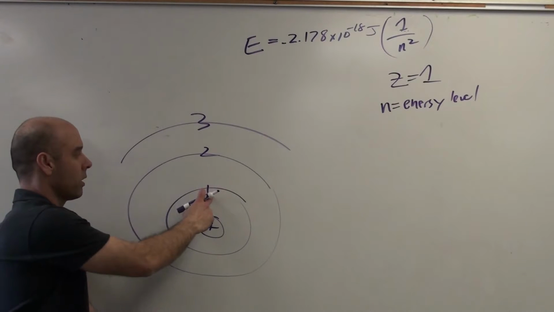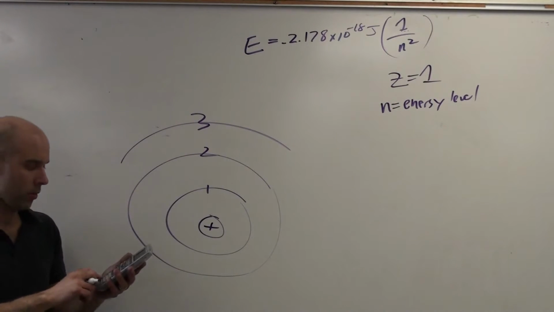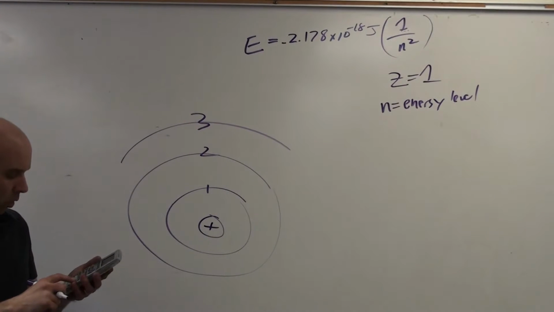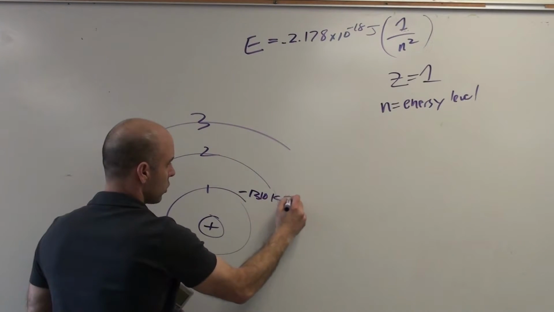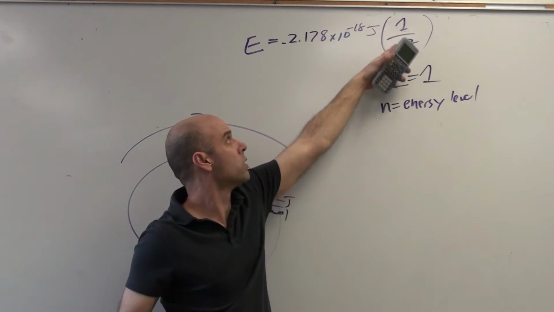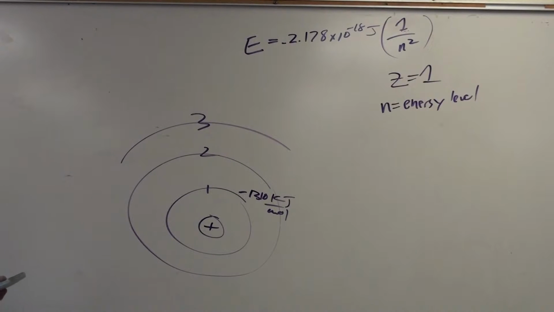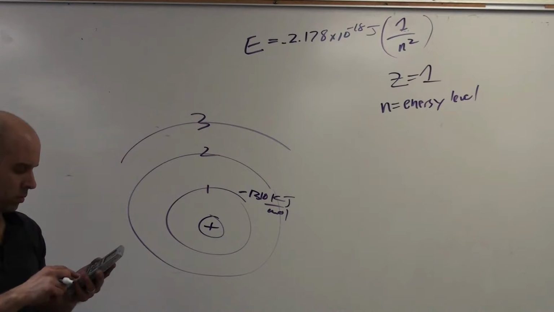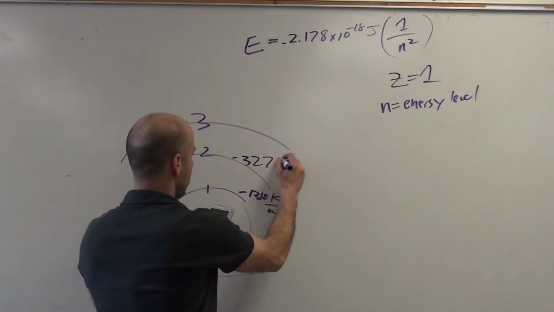So if I were to calculate the energy for the first energy level, I would plug in 1, multiply it by a mole, and I end up with negative 1310 kilojoules per mole. For the second energy level, I plug 2 in there, 2 squared is 4, so 1/4 of that times Avogadro's number, I get negative 327 kilojoules per mole.